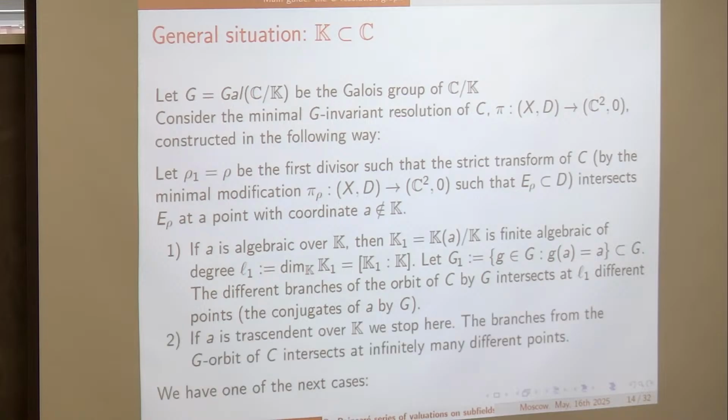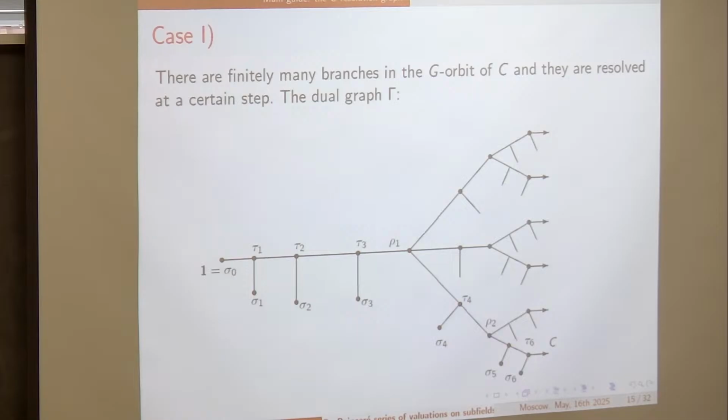And the second one is that A is transcendental over K. So in that case, we stop there. Why? Because if it's transcendental, you have an infinite number of branches which intersect at infinitely many different points, because the automorphisms of C can modify this more or less freely. Okay? So in that case, we stop there. So taking this situation again and making iterations, you have one of these three possibilities. The first one, case one, is the case in which you have a finite number of branches in the G orbit of C.